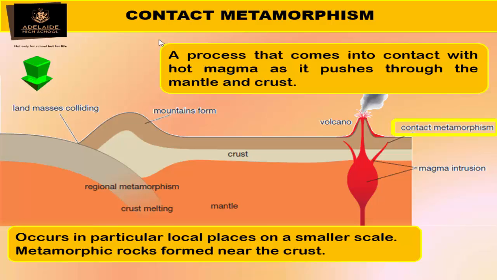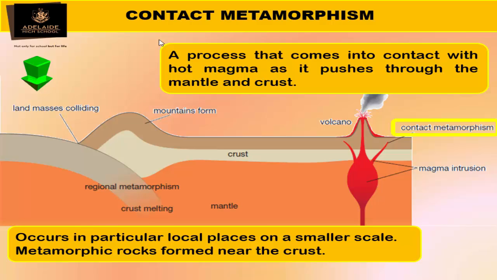Have a look here. We talked about regional before. Now let's go to contact. Contact metamorphism, from the word itself, is actually in contact with hot magma. In contact with hot magma here. And what happens? It pushes through the mantle and also the crust. Think about it this way. Because the lava here, the magma, I wouldn't say lava. Lava is actually the one that comes from the volcano. Magma.